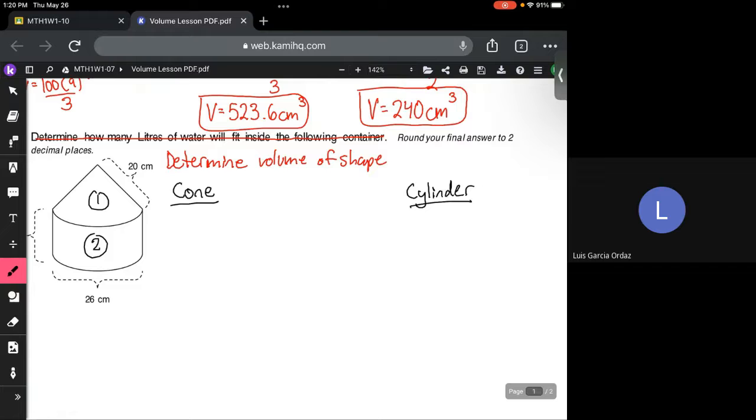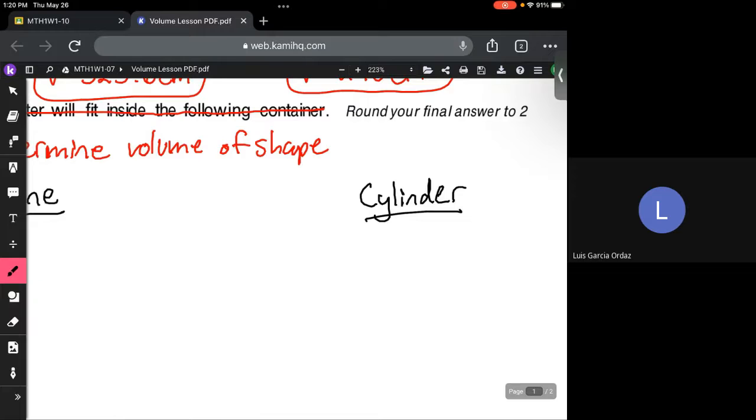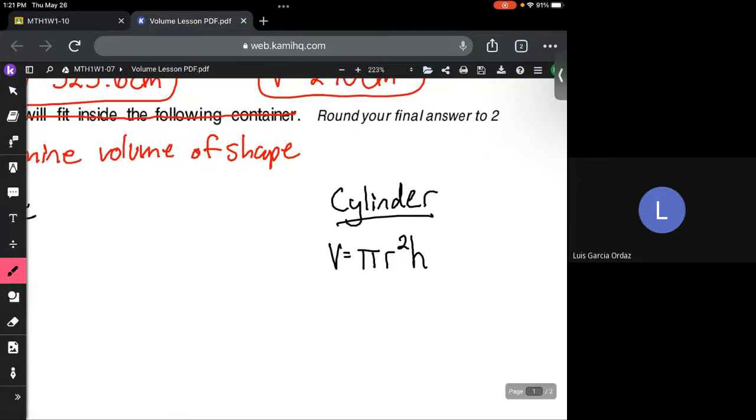So what's the volume of a cylinder? What's the formula? V equals pi r to the power of 2, times height. The formulas are at the top of the sheet.